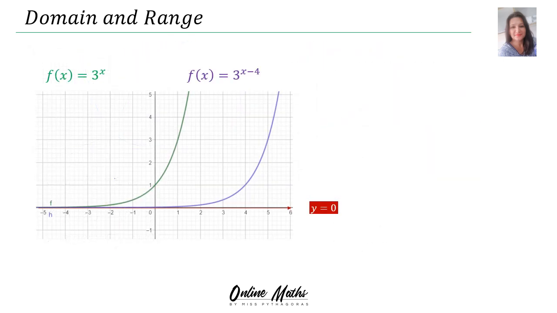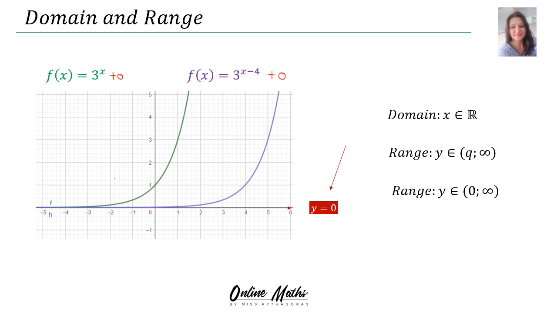Domain and range for this graph. So the control graph, f of x is 3 to the x. You can see that one. Now for the purple graph, f of x is 3 to the x minus 4. Both of them, the domain is x is an element of the real numbers. And then the range, the general formula, y is an element of q up to infinity. And do you agree there's an invisible plus 0 and there's an invisible plus 0? So that's the horizontal asymptote, the line y is equal to 0, and therefore the range for both of them will be y is an element of 0 up to infinity.